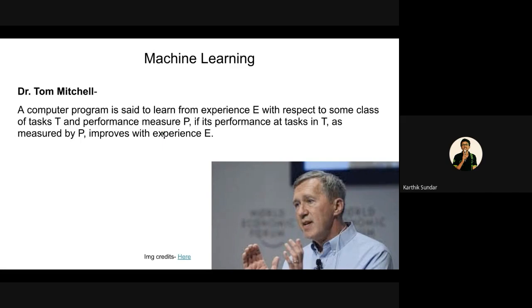Let's say that is a task T, and with improved experience, you are improving your performance on the task T. Think of something like a human activity. Let's say a child wants to learn cycling. What does he do? He takes the cycle, and he falls down the first time because he has very little experience, but gradually, riding more and more, he would have achieved some perfection riding the cycle. So with experience on a particular task, his performance increases.